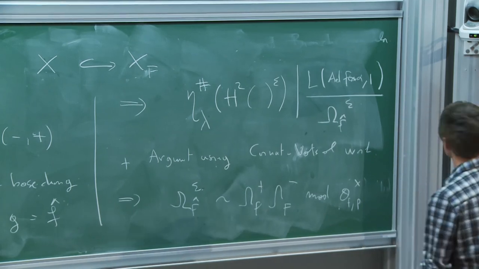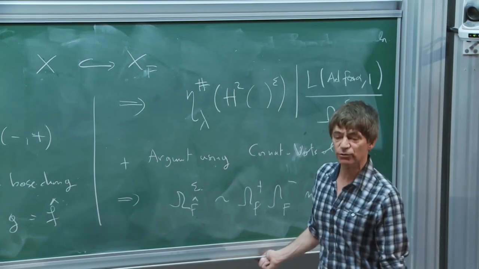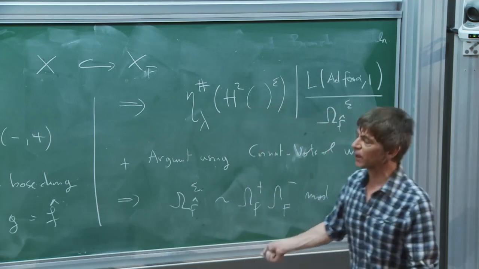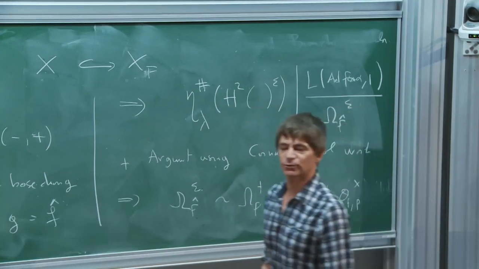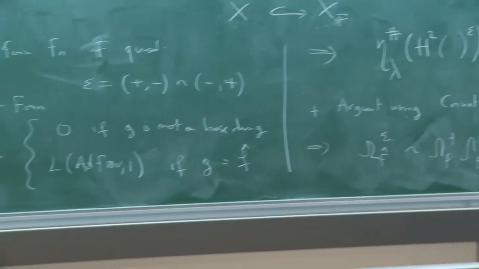So I wanted to speak about the Beilinson conjecture in the case of adjoint of F twisted by alpha, but I don't think I have time, so I'll stop here.